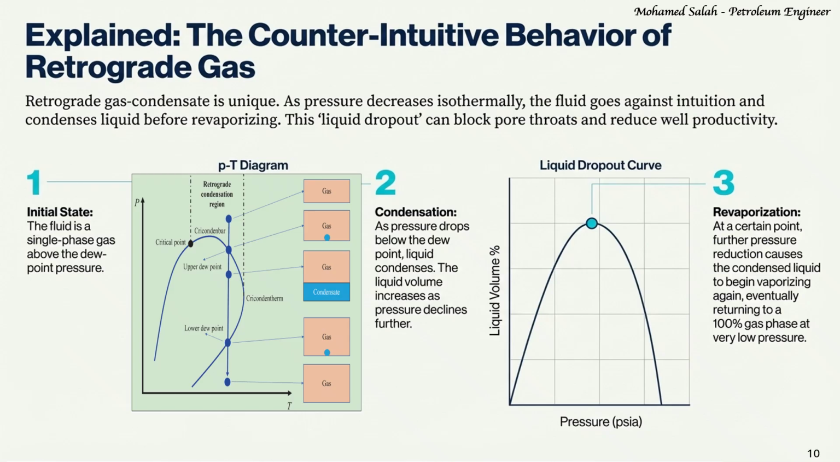Further pressure reduction causes the fluid to cross the dew point curve again, and the condensed liquid begins to revaporize, eventually returning to a single-phase gas at very low pressure. Understanding and mitigating this liquid dropout is essential for maximizing recovery from these reservoirs.